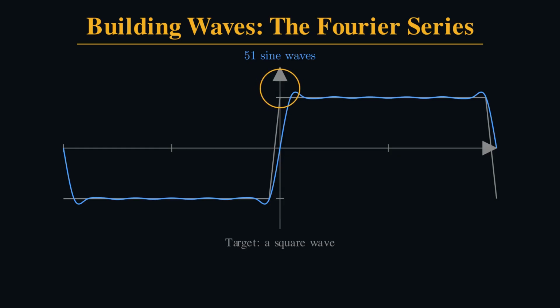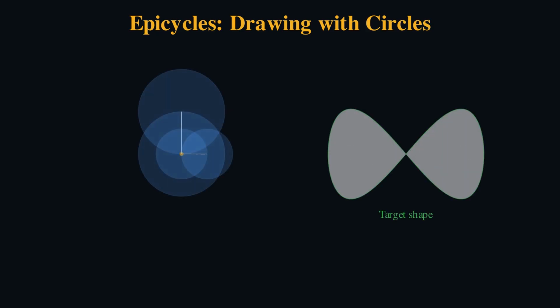But notice the little overshoot that stubbornly clings to each sharp edge. It never fully disappears. This is the famous Gibbs phenomenon, and it is why sharp edges are the hardest thing to compress. Here is the most beautiful consequence of Fourier's idea.